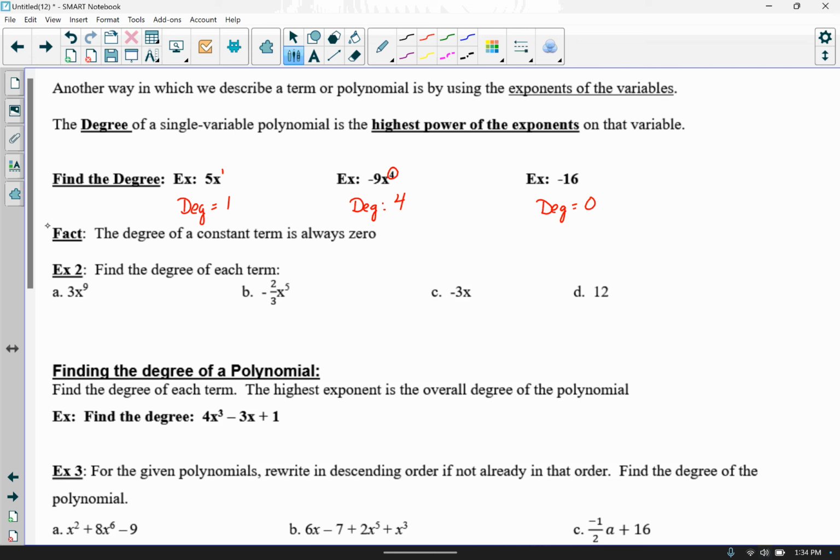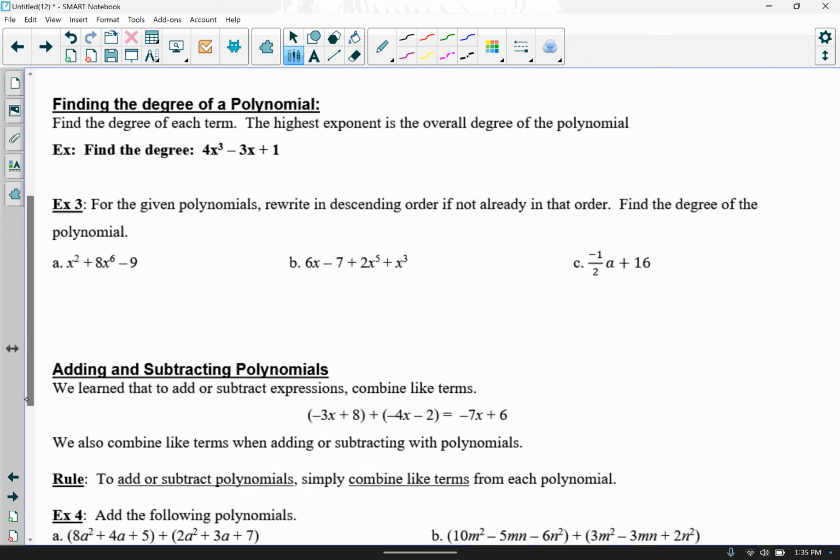And that leads us right into the fact just below that, which says the degree of a constant term, meaning just a number, is always, always, always 0. So the degree of a constant number is always 0. I will let you try example 2 from top to bottom. Check yourself with the solution key. Let's come on down and find the degree of a polynomial.